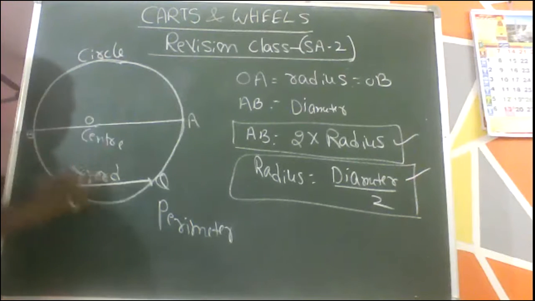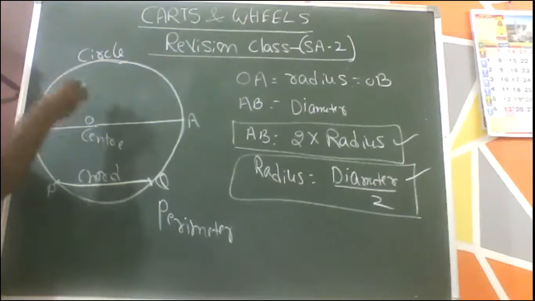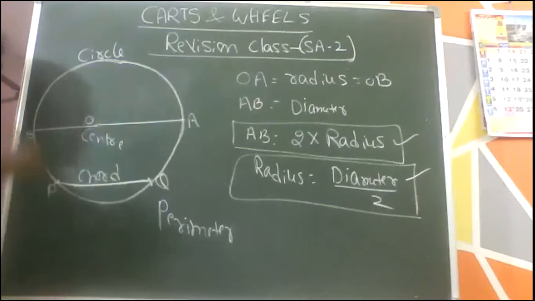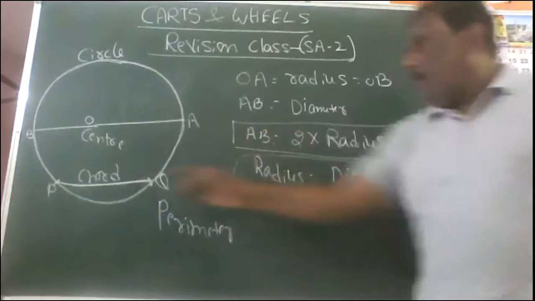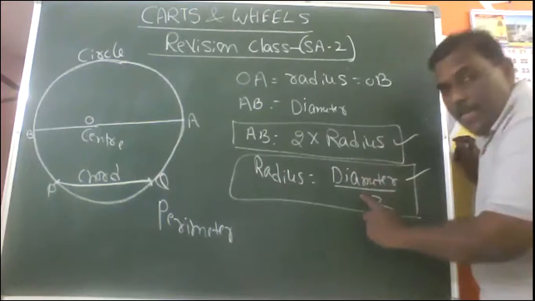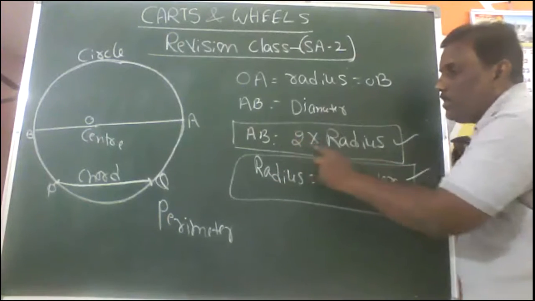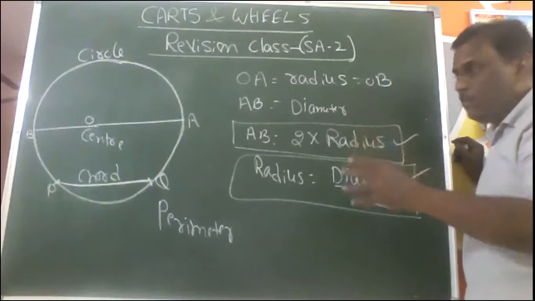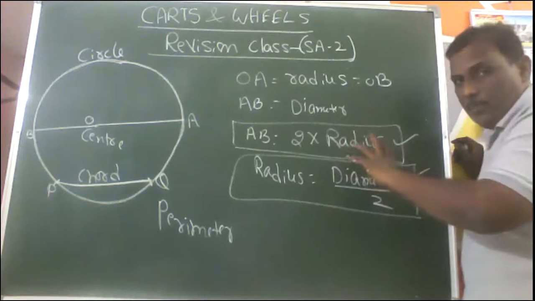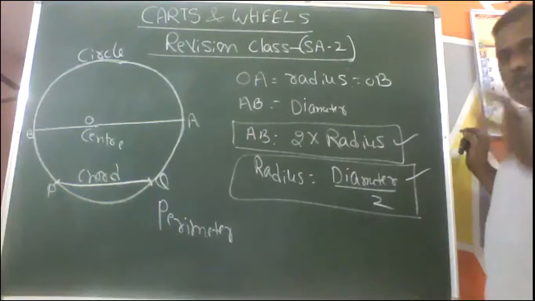So these are the components of a circle. In a circle, you can find the center, radius, diameter, and chord. All will be available in a circle. Radius is always half of the diameter, and diameter is always 2 times the radius. Maximum problems will come based on these formulas. What are the problems we are going to get?